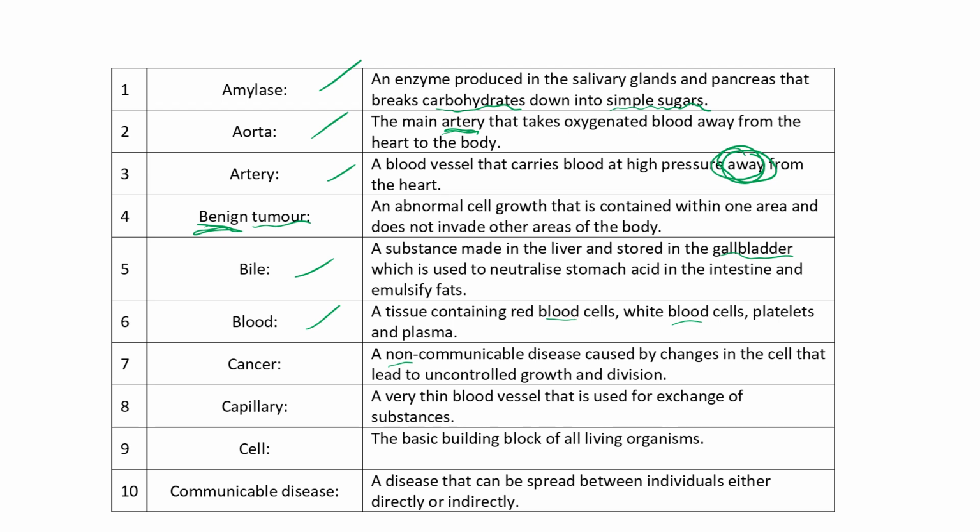A non-communicable disease, non means you can't pass it on, caused by changes in the cell that lead to uncontrolled growth and division. So you can't pass it on, it's uncontrolled growth, cancer. A very thin blood vessel, so we've got veins, we've got arteries, and we've got the thin one, which is capillaries, which is where exchange of substances happens.